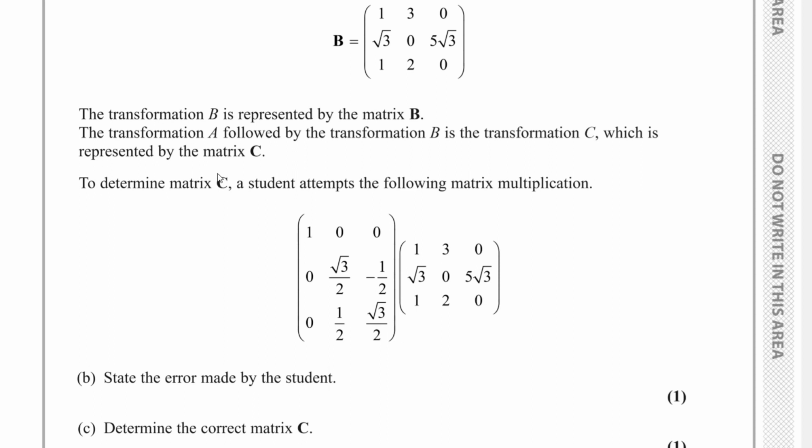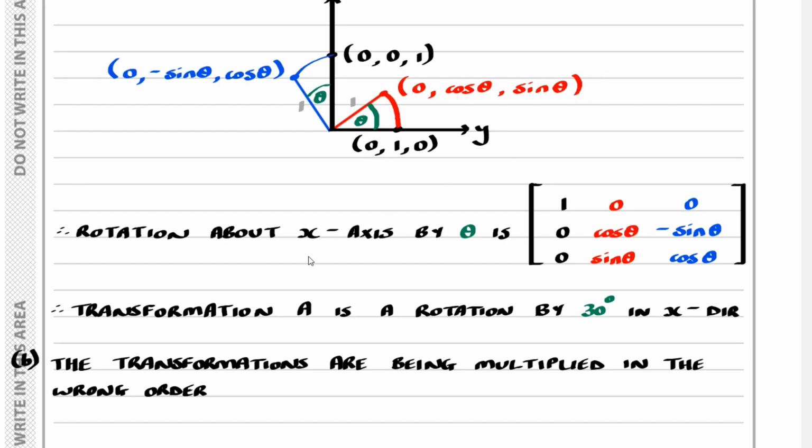Well, to determine matrix C, we have transformation A followed by transformation B, and that gives transformation C. So in terms of the error that's been made, it's the order in which they multiply. To determine matrix C, they would have to do B multiplied by A to find C. So for part B, the transformations are being multiplied in the wrong order.